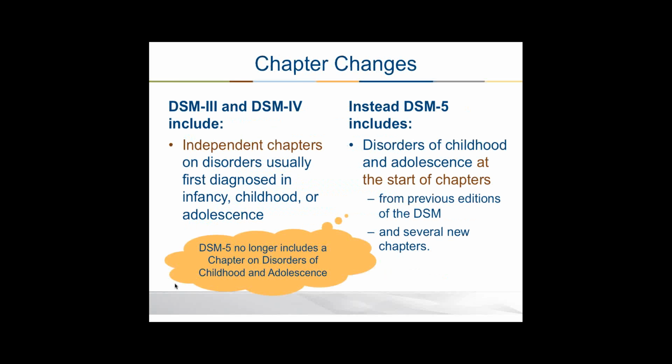Another change is there is no longer a chapter on disorders of childhood and adolescence in DSM-5. Instead, disorders of childhood and adolescence occur at the beginning of each of the chapters in DSM-5 if there are childhood and adolescent diagnoses, and they also include several new chapters. So there's no longer an independent chapter that you can go to find disorders usually first diagnosed in infancy, childhood, or adolescence.